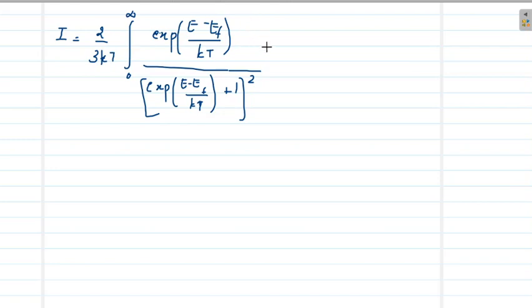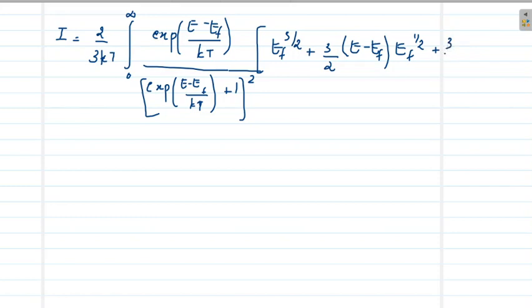So into EF raised to 3 by 2 plus 3 by 2 into (E minus EF) into EF raised to 1 by 2 plus 3 by 8 into (E minus EF) the whole square into EF raised to minus 1 by 2 and so on plus etc. So this will be the integral.